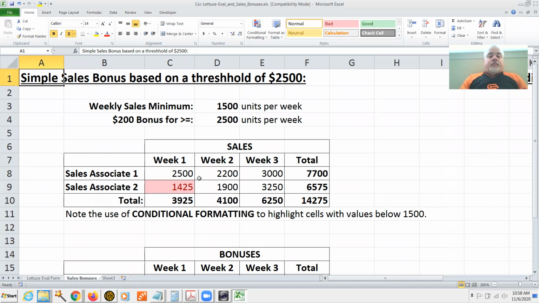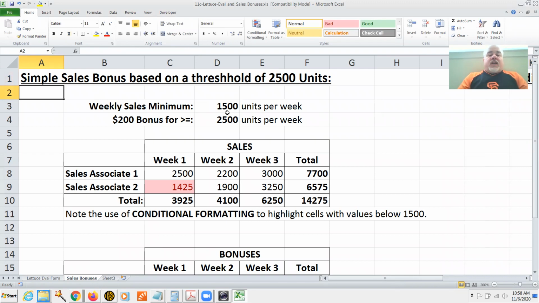Now it says here units per week, but is this units or dollars? Doesn't matter. Actually, it is units. So sales based on it should be a threshold of 2,500 units, actually. I'm not going to bother changing this in your table, but I didn't catch that before.